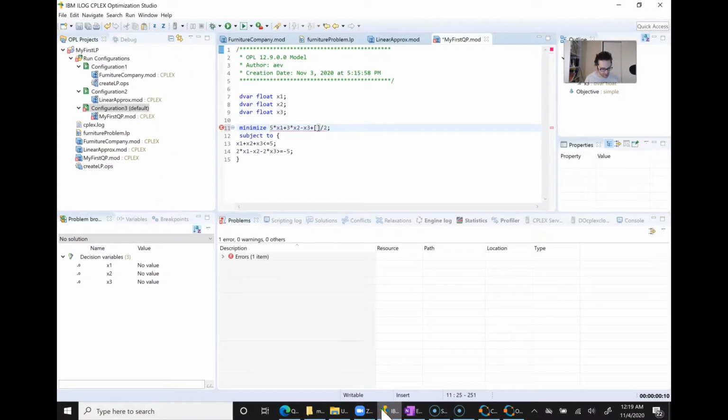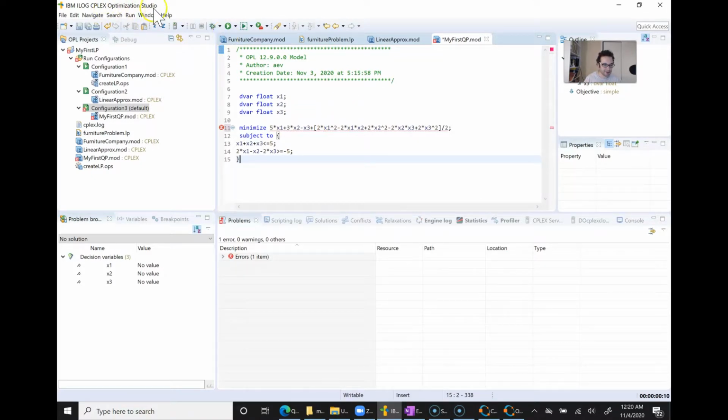Okay, so we have 2 times x1 up 2 minus 2 times x1 times x2 plus 2 times x2 up 2 minus 2 times x2 times x3 plus 2 times x3 up 2. Okay, so right now all I've done is enter in the quadratic and I put it in square brackets. And that's how I used to do it using the interactive optimizer.